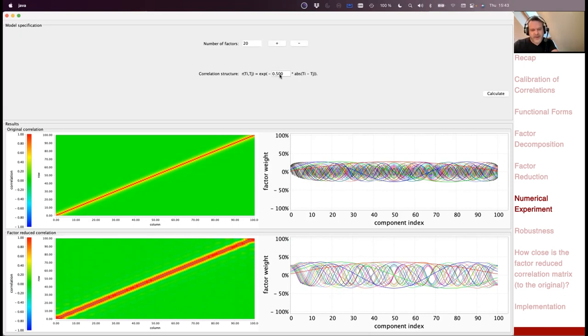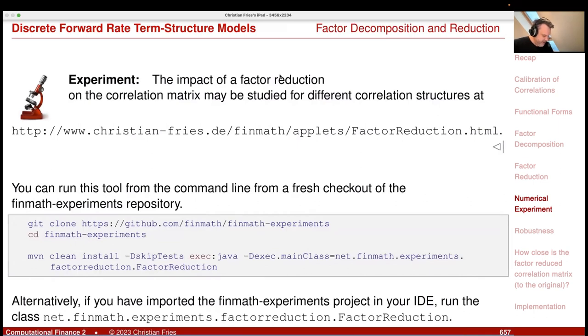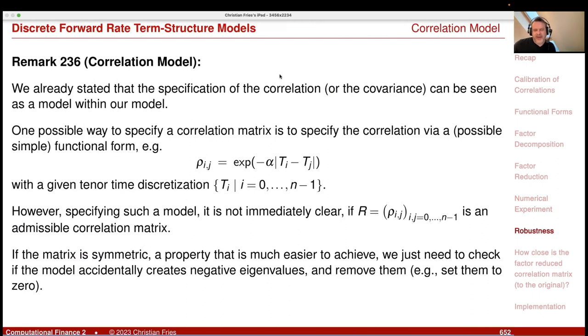I also have some of these cases in the script for some parameters. Just for reference, you can create the pictures in the script with this experiment in our repository. You can also run this little applet. You can either run this program in your IDE, or you can run it with Maven on the command line, and it will bring up this GUI where you can explore a little bit the factor reduction and the factors. I would like to conclude with a few remarks, and I will also point you to the code.